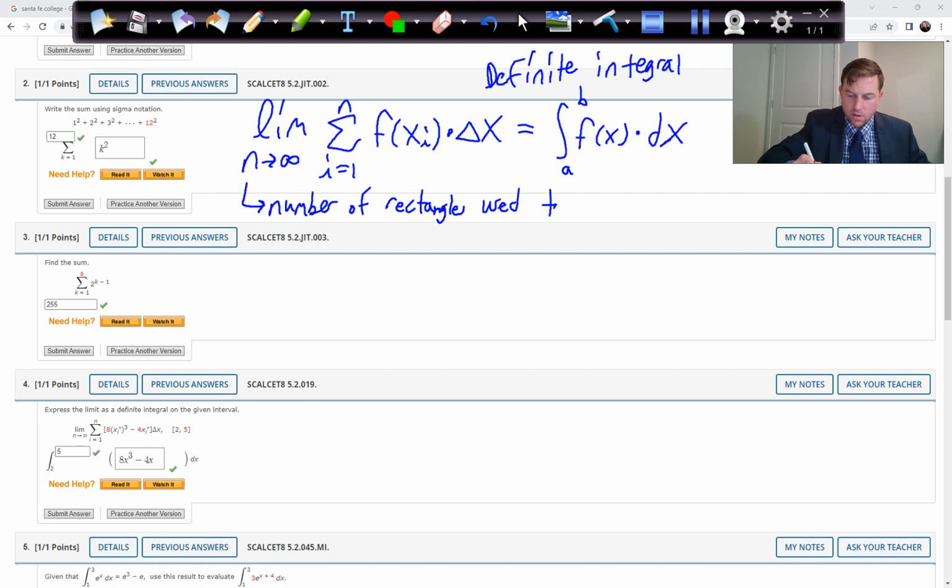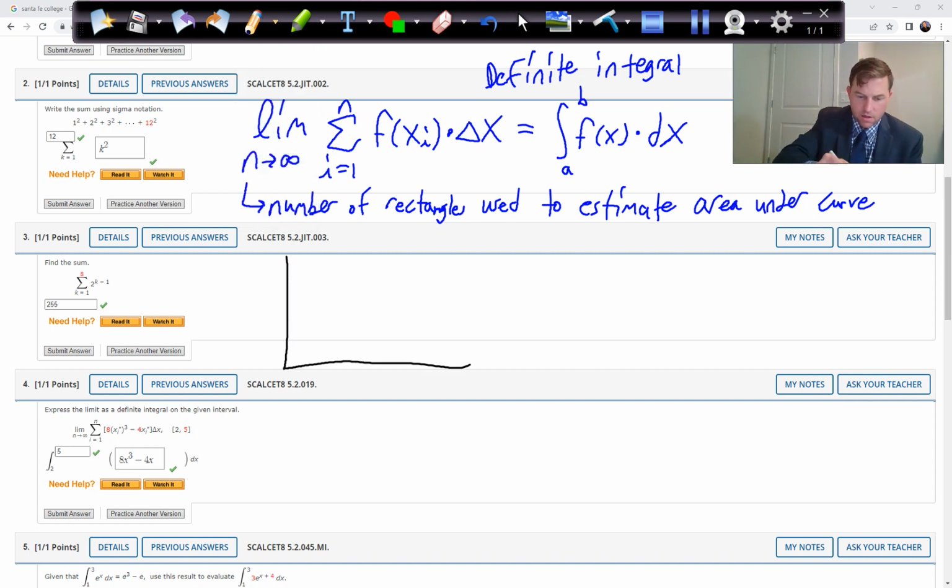Used to estimate area under the curve. So we had seen a problem in the last section where we had this curve, I think it was a car stopping in a certain distance or something like that. And it looks like that.